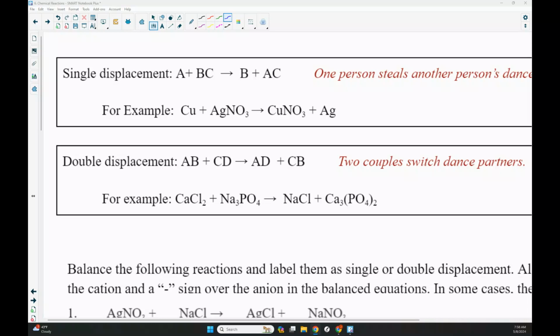And I'm going to use an analogy to understand what's going on here. The analogy is we are at a dance, like a high school dance, prom or winter formal, something like that. So let's look at single displacement reactions first up here.